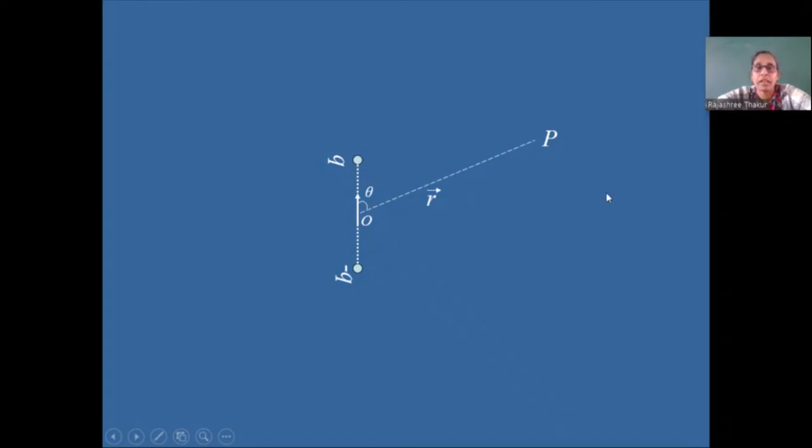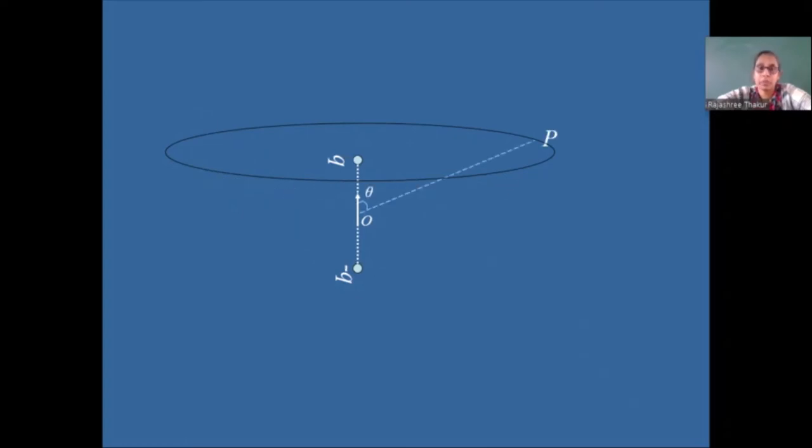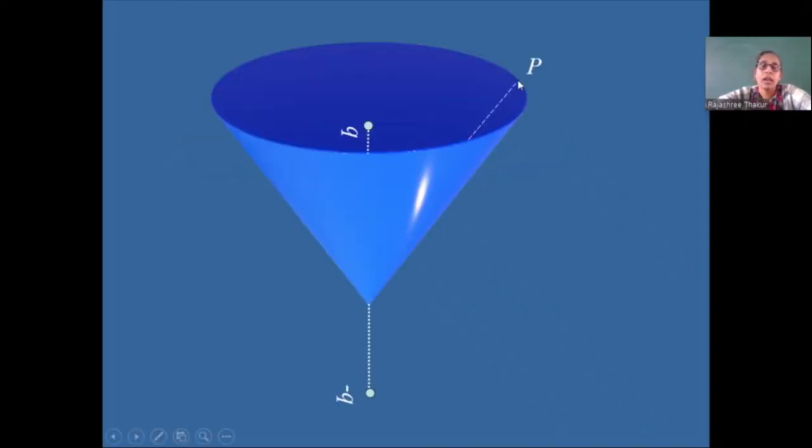So for example, I'll just show you this animation. If I rotate it like this symmetrically, then I see that the value of the potential remains the same. That means it is actually symmetric. So this forms a cone, and you can say at all points on the edge of the cone, the potential due to this dipole will be the same.